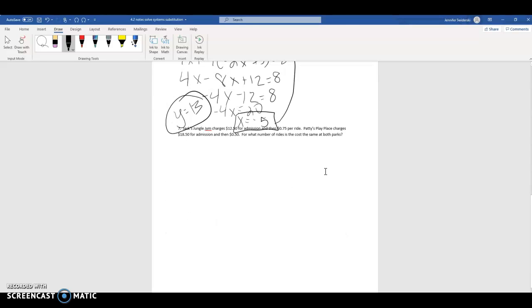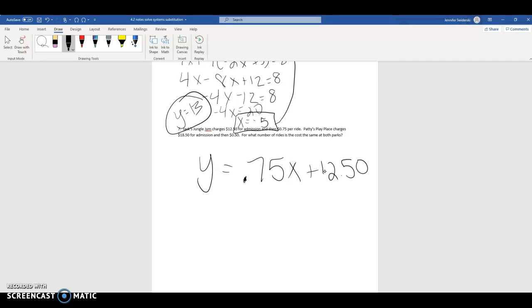And we'll go ahead down to number 7. It says Jack's Jungle Gym charges $12.50 for admission and then 75 cents per ride. Patty's Play Place charges $18.50 for admission and 50 cents for a ride. For what number of rides do they cost the same in both parks? Well, to do this, there's a couple ways you can solve your answer. I know Jack's Jungle Gym, your total cost will be y is equal to 0.75x at 75 cents per ride plus your admission fee, $12.50. Well, I know Patty's Play Place is going to be 50 cents per ride, okay, plus that $18.50.